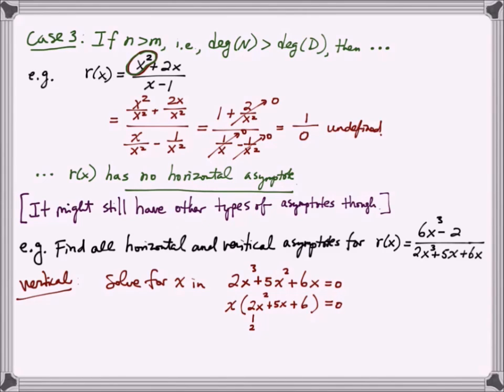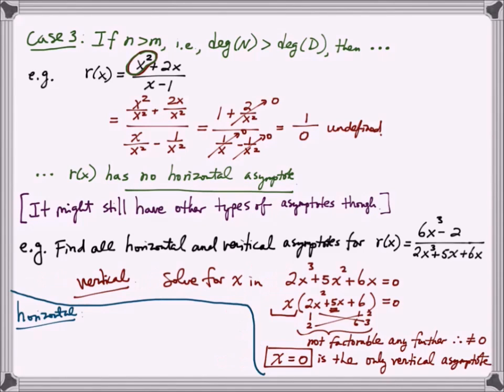And I try to factor this further by using all combinations, and you can quickly see that there is no way to actually get a 5 in the middle, which means that this is not factorable over the real numbers. What that means is this term would never be equal to 0. Hence, x equals 0 is the only vertical asymptote we have.